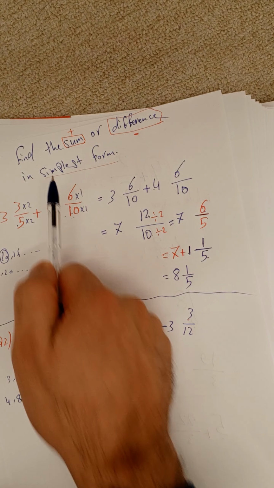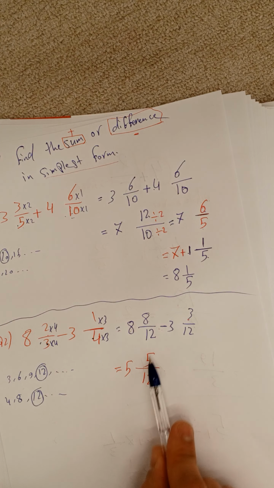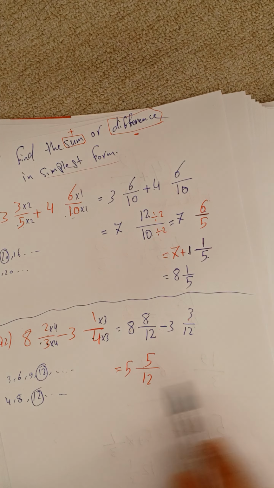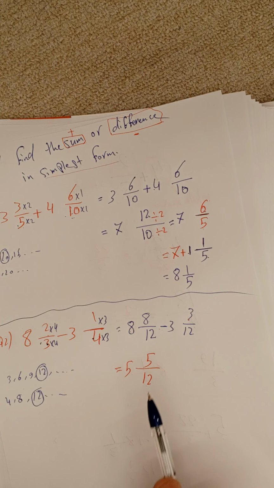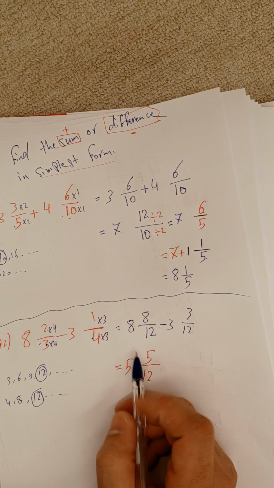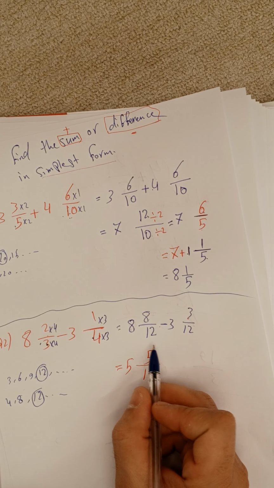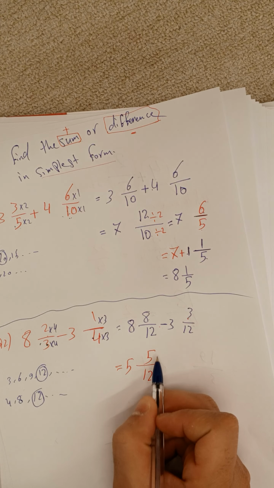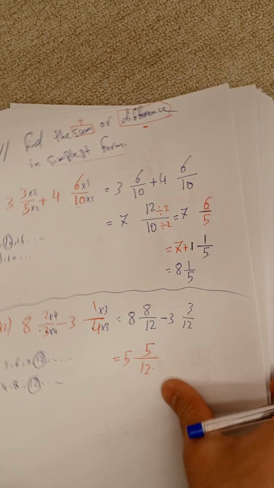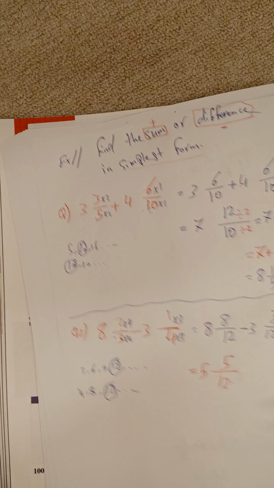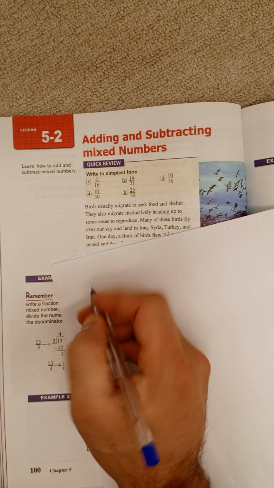The question says simplest form. Can we simplify 5 over 12? There is no common factor, okay? We cannot simplify. It's written in the simplest form. And so there is no need to change this one, or no need to use the long division to change to the mixed number, because the numerator is less than the denominator, right? Okay. The last example is about subtraction again.